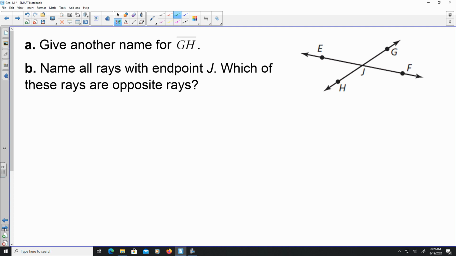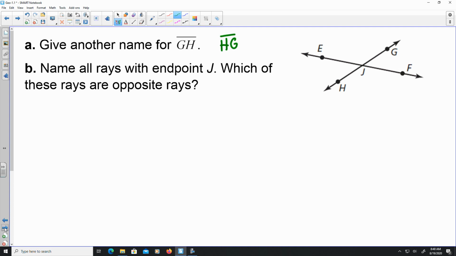Okay, so from that, let's look at this diagram here. It says give another name for line segment GH. So this is a line segment because there are no arrowheads. So all I'm going to do is just flip it around. So it's just going to be line segment HG.